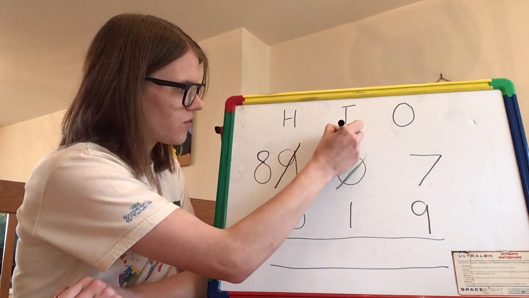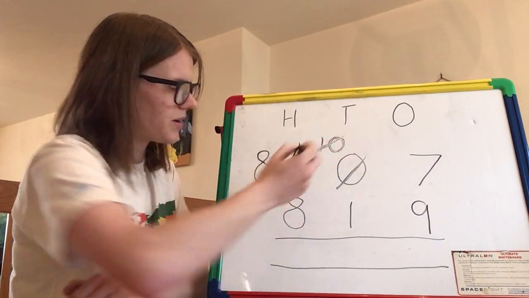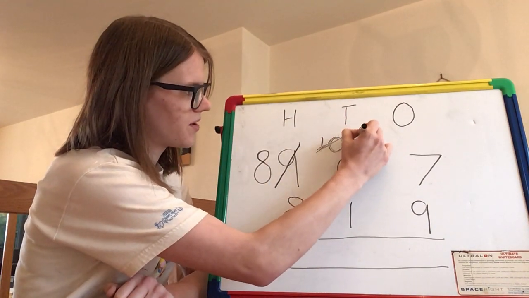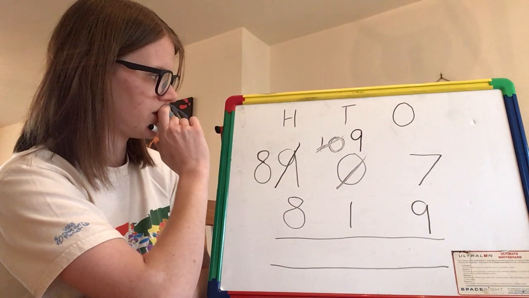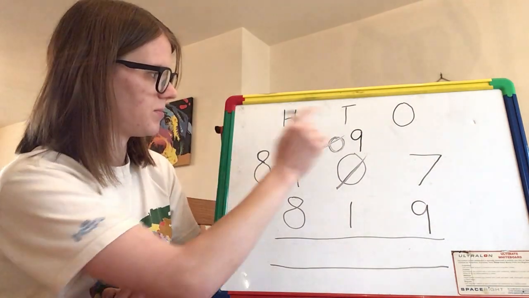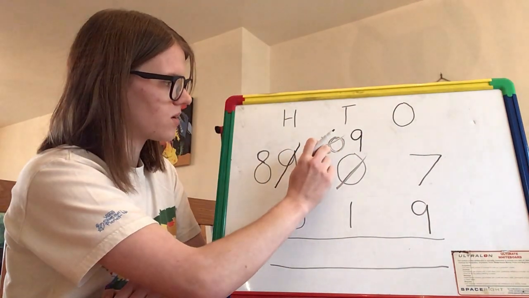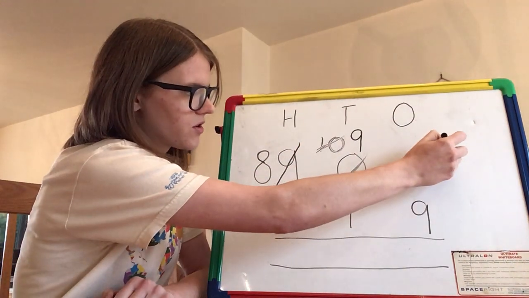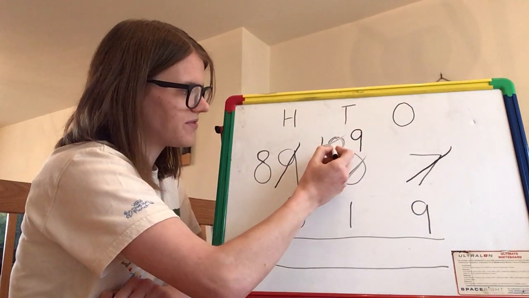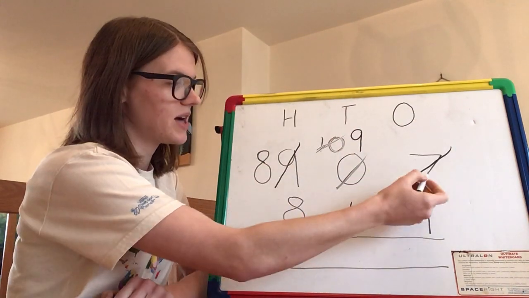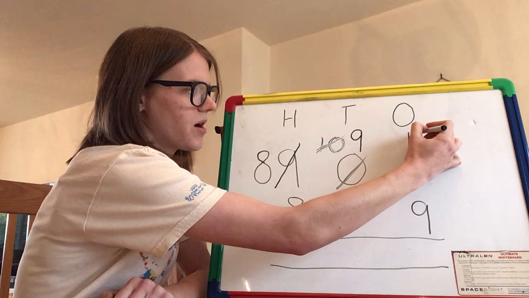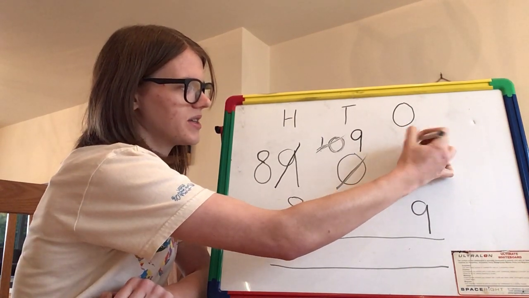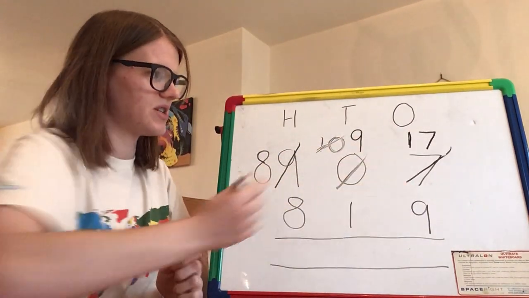Okay, so if I cross this out again, that means I'm left with 9. Okay, I'm left with 9. So I've taken 1 ten from this column to move to here. So if I cross out my 7, if I've taken 1 ten and I'm adding it to my 7, that means I'm going to have 17.